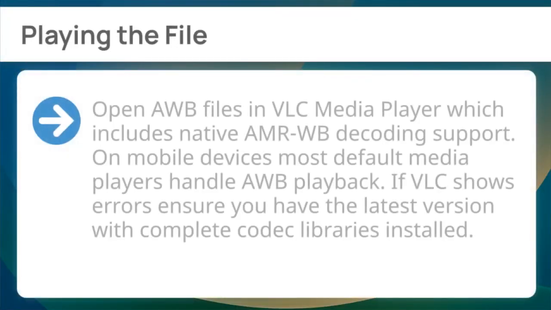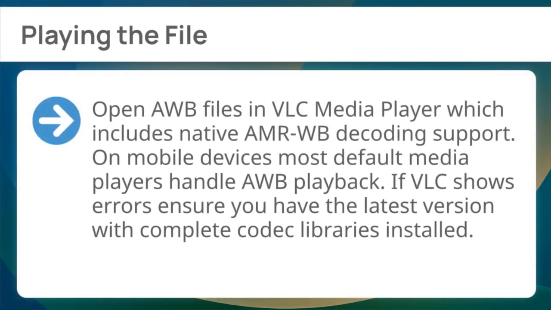First, playing the file. Open AWB files in VLC Media Player, which includes native AMR-WB decoding support. On mobile devices, most default media players handle AWB playback. If VLC shows errors, ensure you have the latest version with complete codec libraries installed.